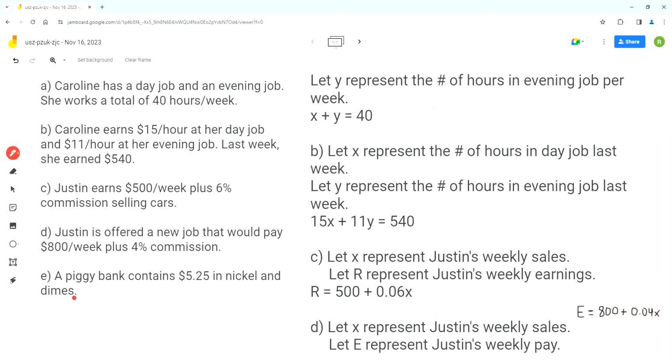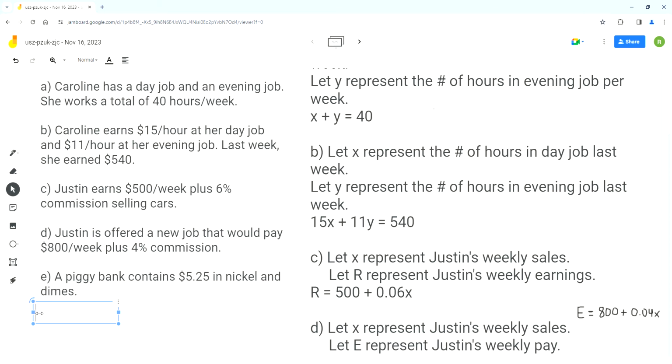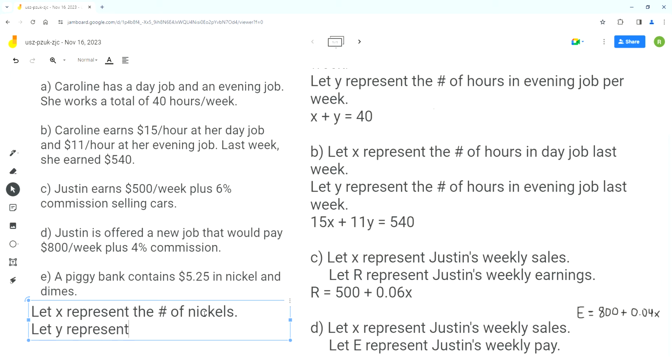In part E, we are given that a piggy bank contains $5.25 in nickels and dimes. Now as you may know, a nickel represents 5 cents and a dime represents 10 cents. Now we don't know how many nickels and dimes are in there. So first we'll have to write a let statement to define the variables for the number of nickels and dimes in the piggy bank. So our first let statement will be let x represent the number of nickels, and let y represent the number of dimes.